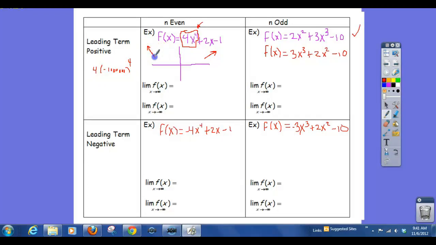So that's why the shape of your polynomial that has an even degree, whose leading coefficient is positive, tends to look like this. And so now we know the answers to these questions.